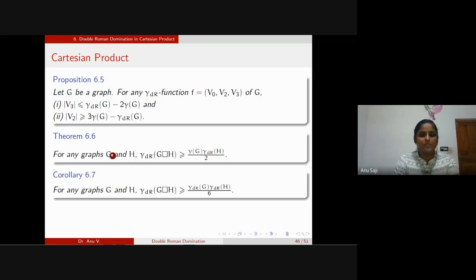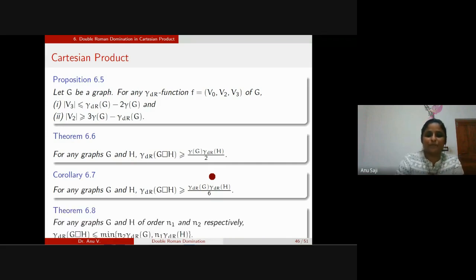Now, from this inequality, we can arrive at this corollary. γdr of G □ H is greater than or equal to γdr(G) into γdr(H) by 6. But these inequalities are not strict. So, we strongly believe that we can improve these bounds. This theorem is valid for any domination parameters. γdr of G □ H is less than or equal to the minimum of n2 into γdr(G) and n1 into γdr(H), where n1 and n2 are the orders of G and H.